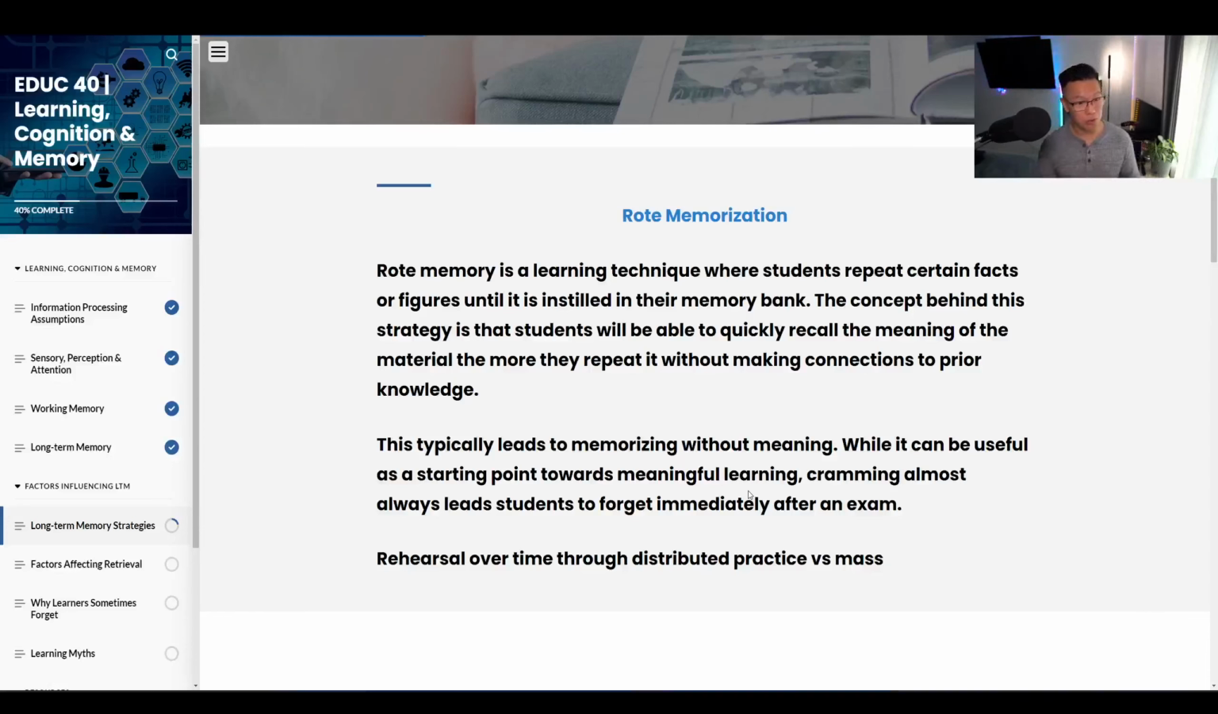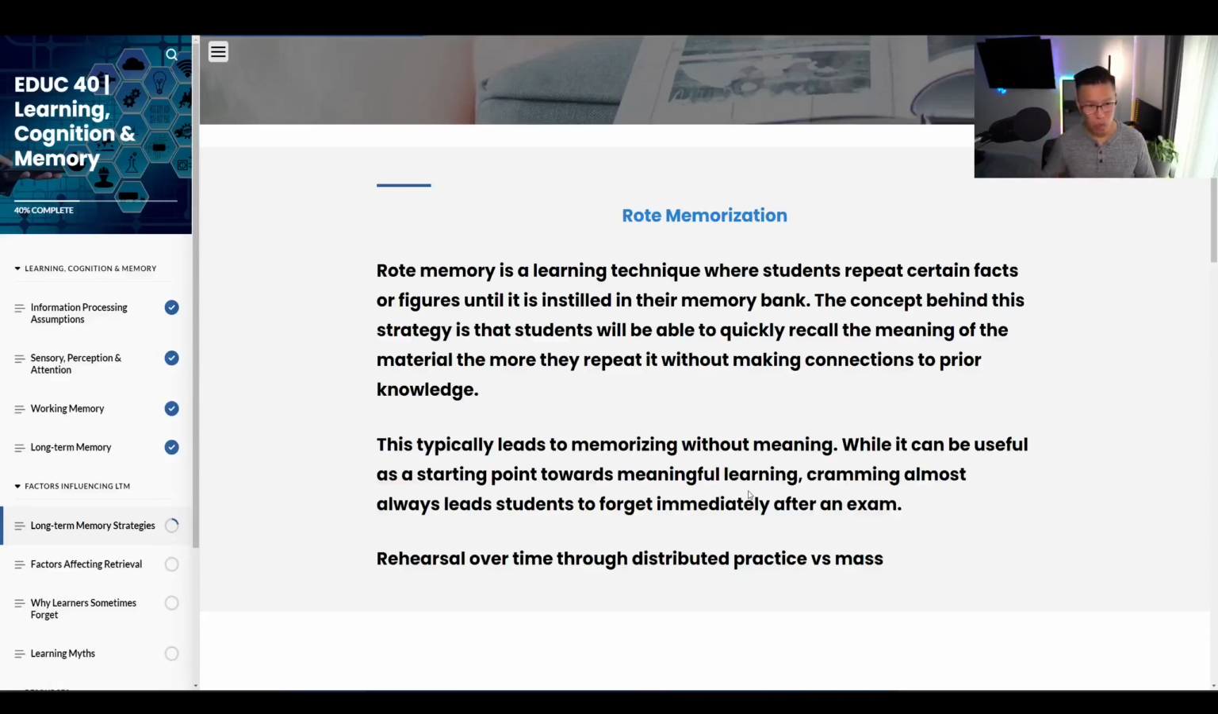And while it could be useful as a starting point towards meaningful learning, cramming almost always leads students to forget immediately after the exam. So we've all maybe done this at one point or another, where we're memorizing a ton of facts, a ton of definitions and concepts and maybe mechanisms, and then we go take the exam, we regurgitate all that information onto a piece of paper, and then immediately after the exam, because we don't practice it, because we're not using that information anymore, we completely forget all of that information.